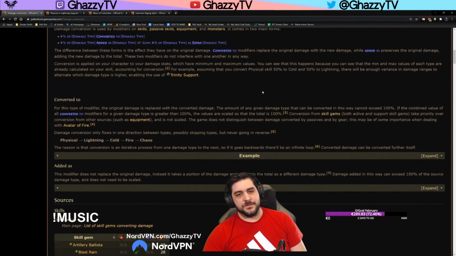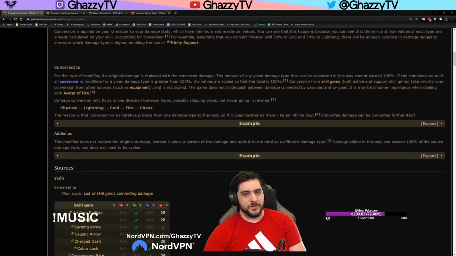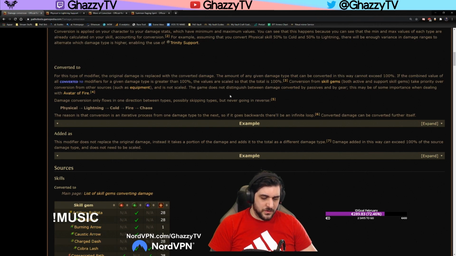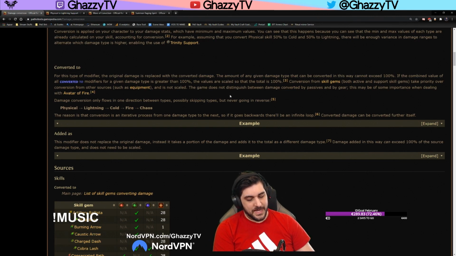So a few things you need to realize is that to avoid an infinite loop, the calculation is handled in a basic order. To avoid infinite loops of conversion, the game checks your physical damage, and if you have any conversion of that into lightning, it'll take that first. Then it will look at lightning and convert that to cold, and then look at cold and convert that to fire, and then look at fire and convert that to chaos, in that order.